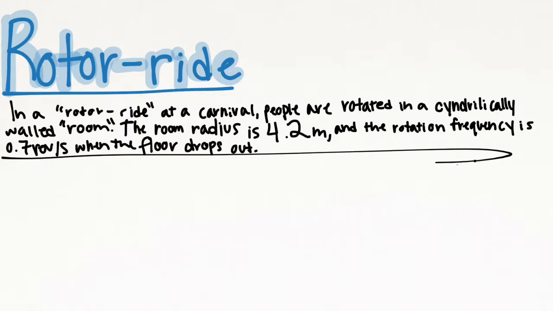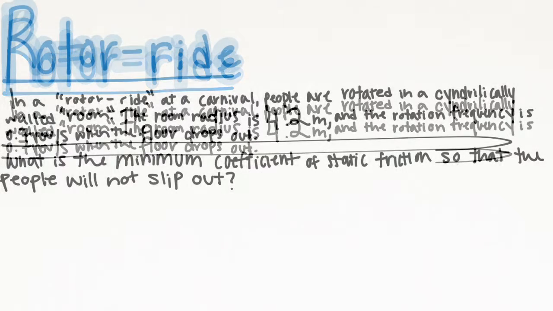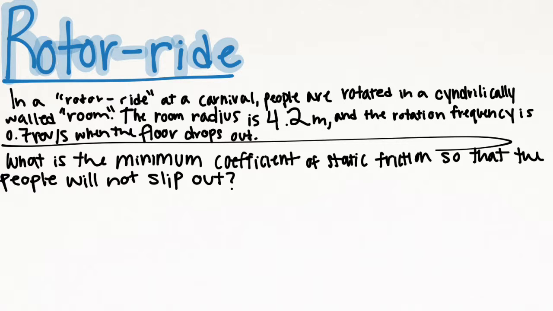The radius is 4.2 meters, and the rotation frequency is 0.7 revolutions per second when the room drops out. Our question is, what is the minimum coefficient of static friction so that the people will not slip out?